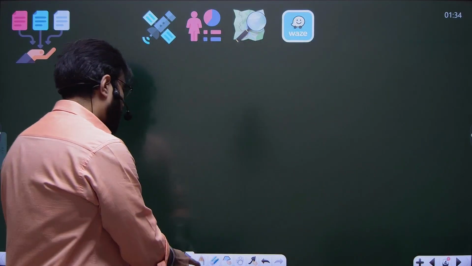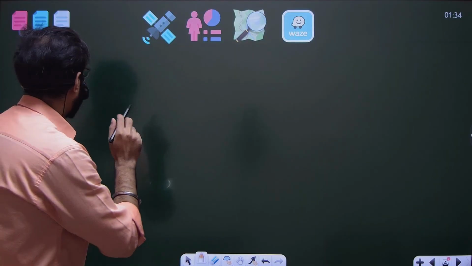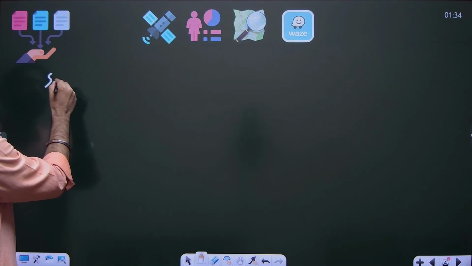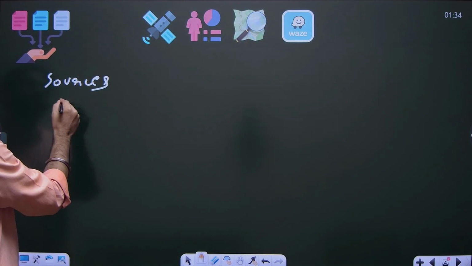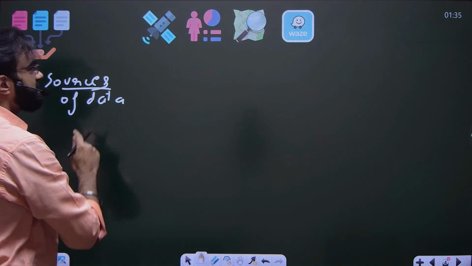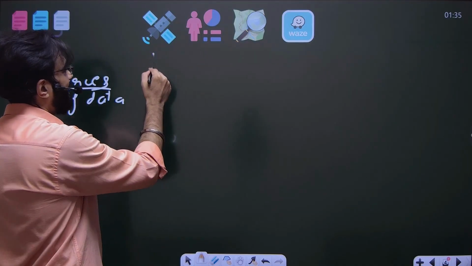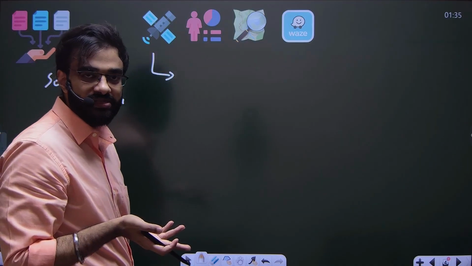Okay. Now, one more important theoretical part. After that, we are going to have fun. So, sources of data. Okay. So, we have discussed the types. Sources, one source we have already discussed at length in the previous lecture, satellites, remote sensing satellites.